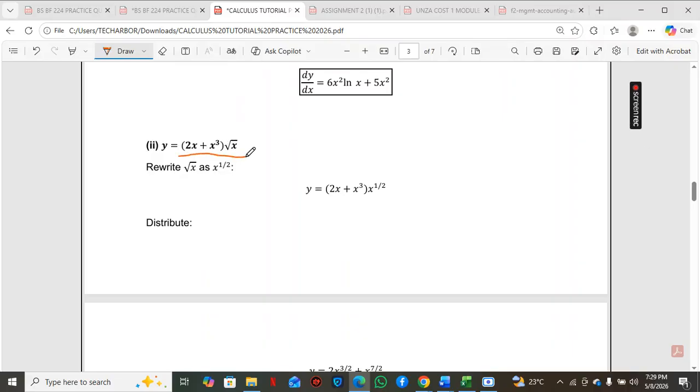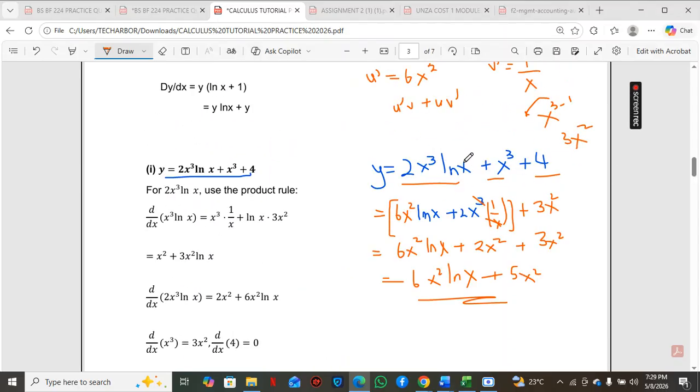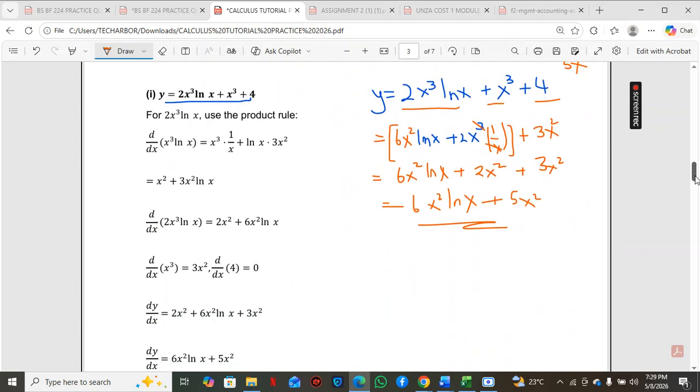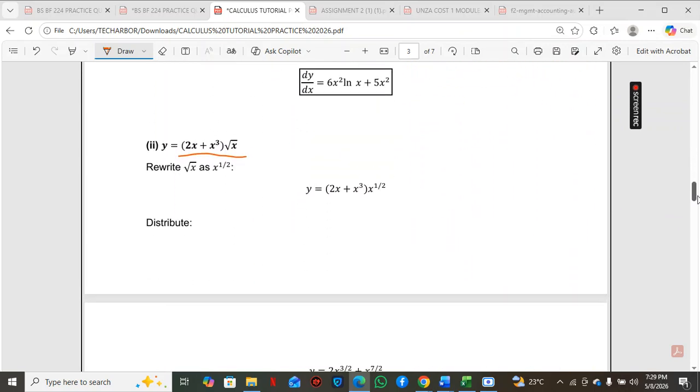In our earlier examples, we couldn't simplify this. Like 2x cubed natural log of x, you can't simplify it further. And even here, x natural log of x, you couldn't simplify it further. So that's why we use the product rule. But here we can simplify this. So remember the square root of x is the same as x to the power half.